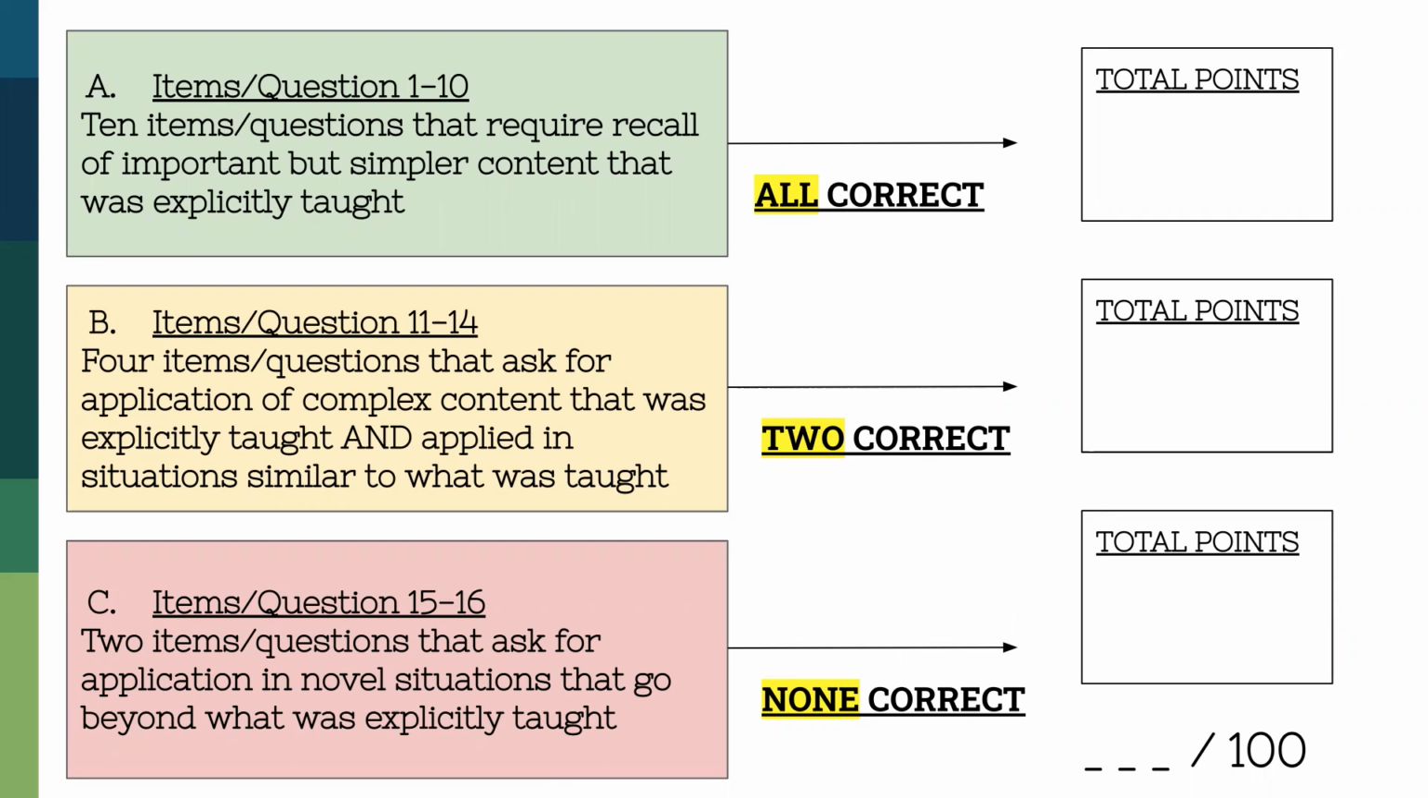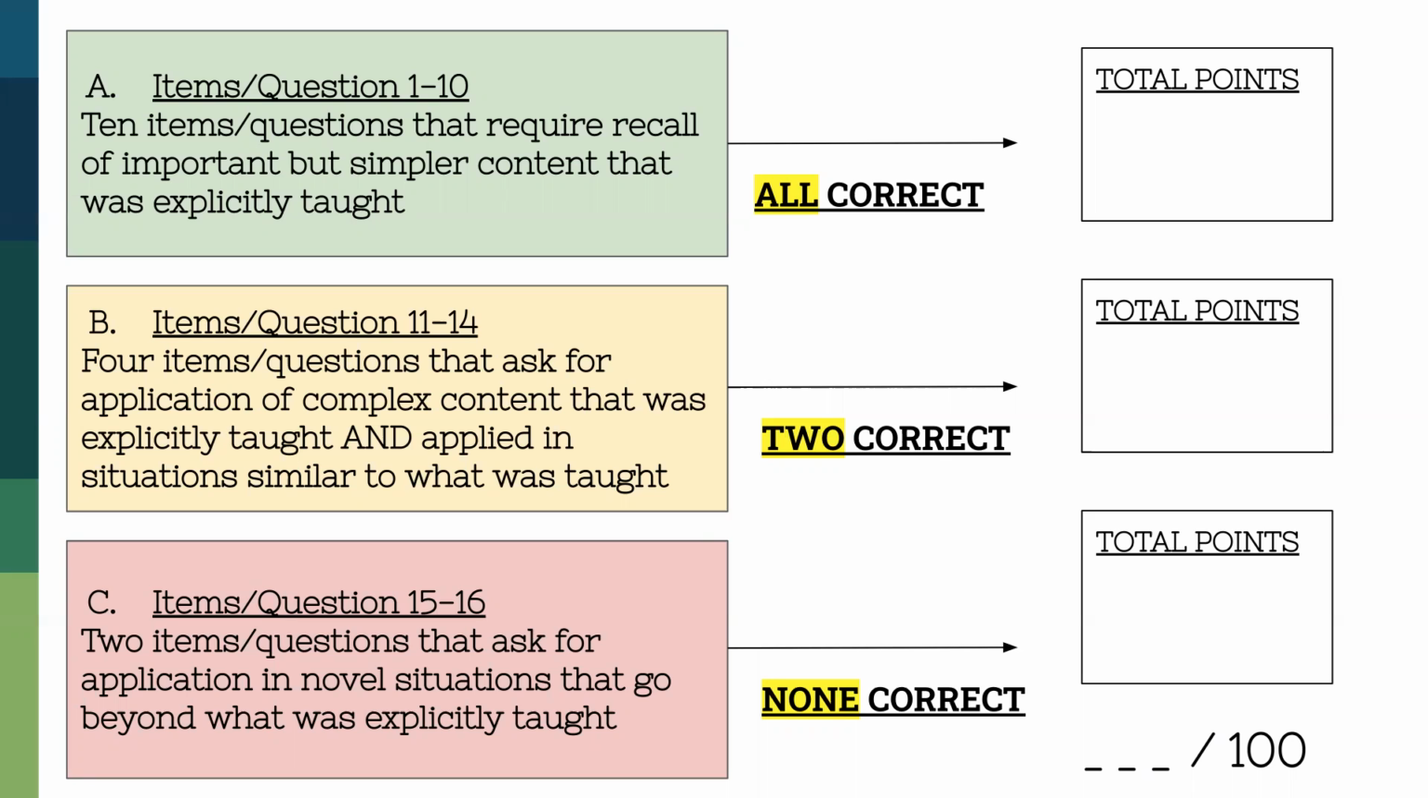In section 2, described in the yellow box, there were 4 items or questions that asked for application of complex content that was explicitly taught and applied in situations similar to what was taught. The student got 2 out of 4 correct. And in section 3, described in the pink box, there were 2 items or questions that asked for application in novel situations that went beyond what was explicitly taught. This student got none of these correct.